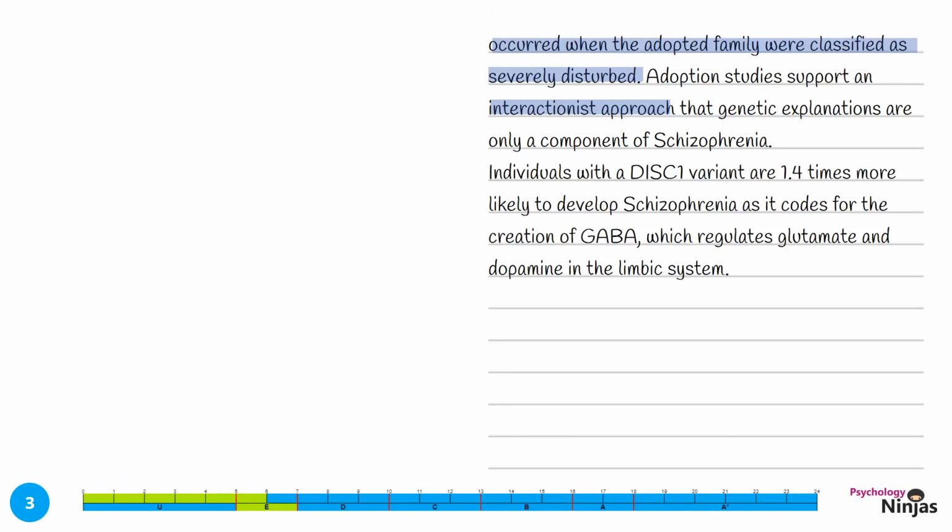Individuals with a DISC1 variant are 1.4 times more likely to develop schizophrenia, as it codes for the creation of GABA, which regulates glutamate and dopamine in the limbic system. Here, our knowledge of specific genetic variants demonstrates our understanding of schizophrenia. We've identified why these are problematic and what impact they have on neural mechanisms. We're then going to link this into our application to Skylar.